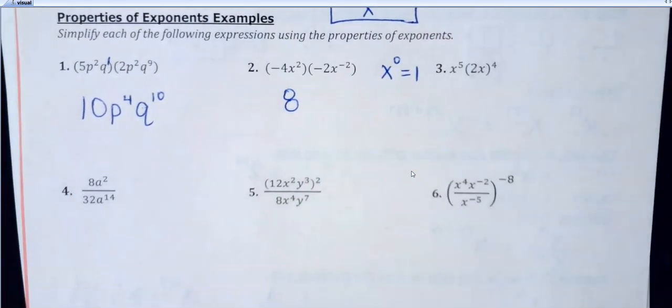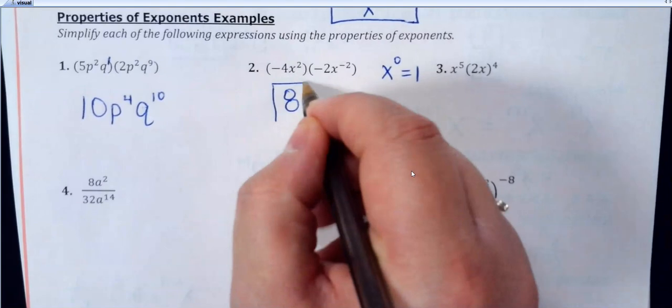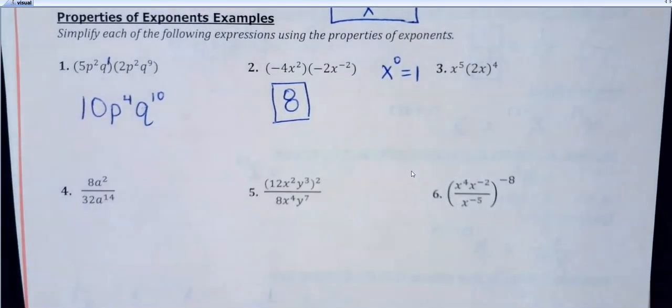Perfect. Now, here's the deal. You would still have 8 as your answer, and then x to the 0, it would literally just be like 8 times 1. So the answer to that question, I know that's super weird, but it's just 8.